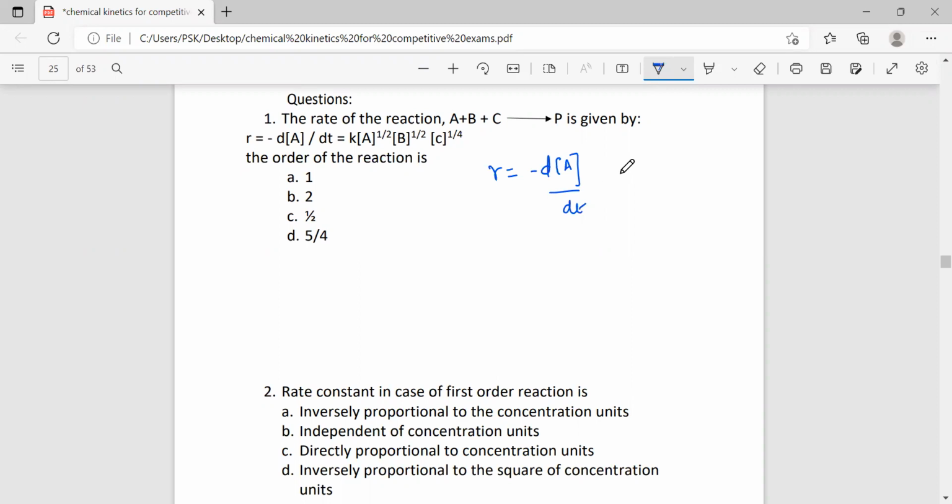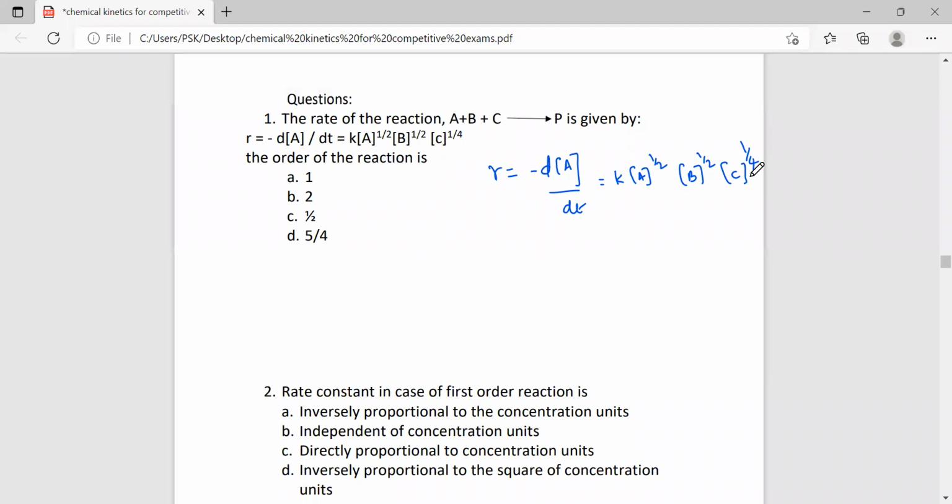That is equal to, they've given K into A to the power half, B to the power half, and C to the power 1 by 4. I told you order of a reaction is determined experimentally. Order is defined as sum of the powers of the concentration terms in an experimentally determined rate equation. This is a rate equation which is determined experimentally.